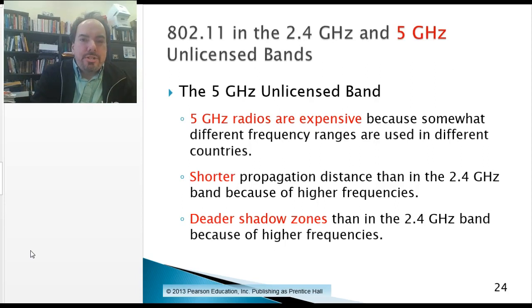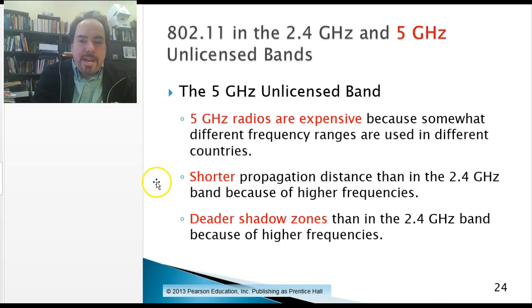So there are some limitations to the 2.4 gigahertz range, namely that you've only got a choice of 3 channels. It wouldn't be great if we had more channel options. Well, that's what the 5 gigahertz range gives us. Now, a 5 gigahertz radio, the technology is a little more expensive.